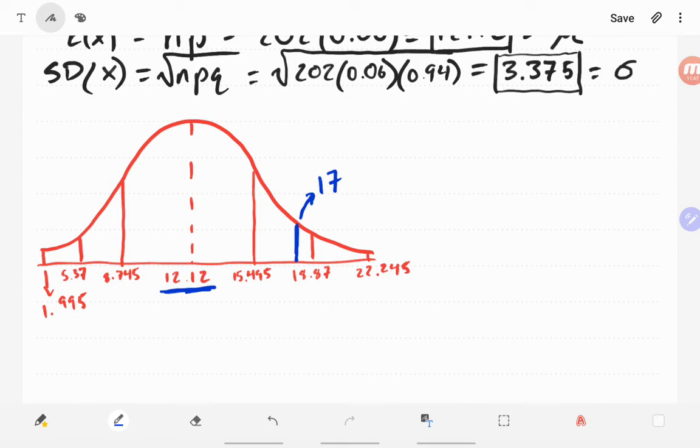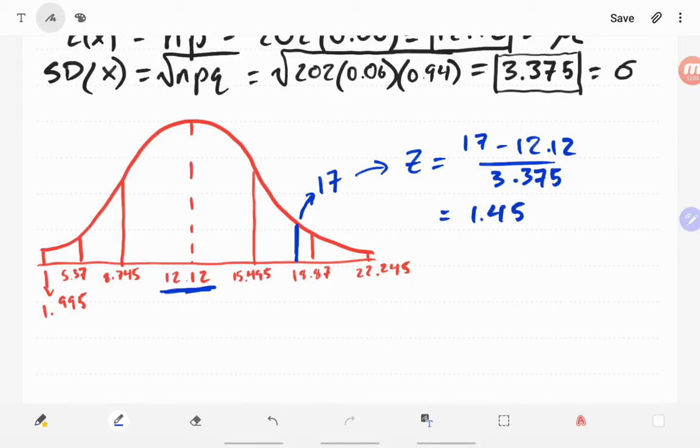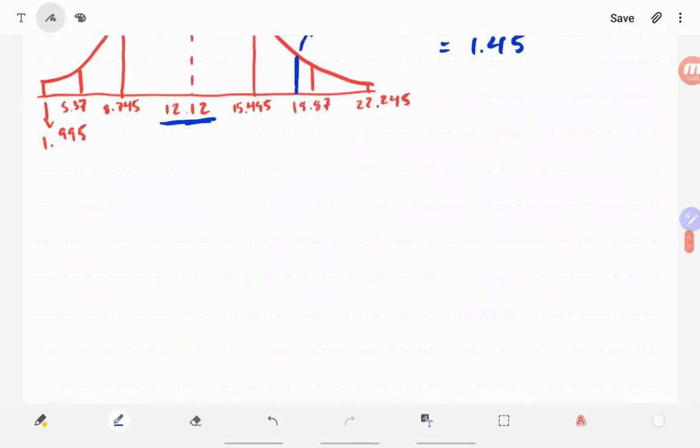So, utilizing that information, we could look at the z-score of this. We find z-score by taking the data point minus the mean, divided by the standard deviation. We find that this z-score is only 1.45. It's not even 2 standard deviations above the mean. So we can use this in our conclusion. So let's conclude. Conclusion.